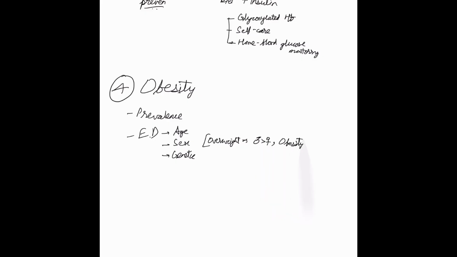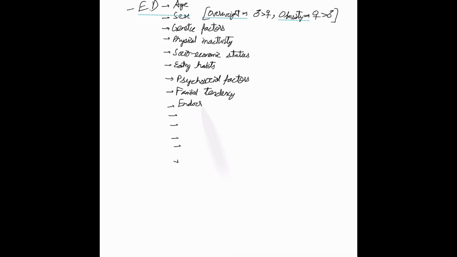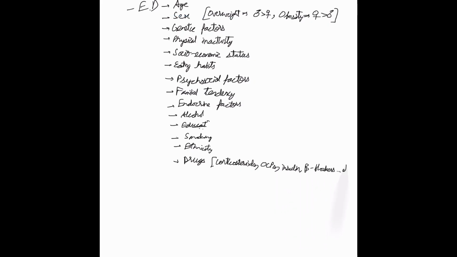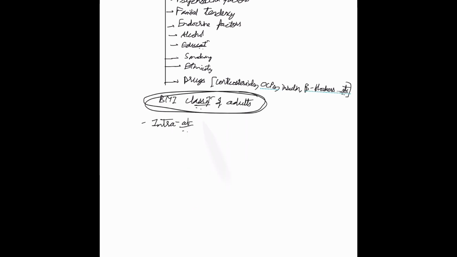Now, moving on to our next NCD, that is obesity. We see the prevalence of obesity and its epidemiological determinants like age, sex, genetic factors, physical inactivity, socio-economic status, eating habits, psychosocial factors, familial tendency, endocrine factors, alcohol consumption, education, smoking, ethnicity, and drugs like corticosteroids, OCPs, insulin, and beta blockers, etc. So, males have a higher tendency to be overweight while females have a higher tendency to be obese.